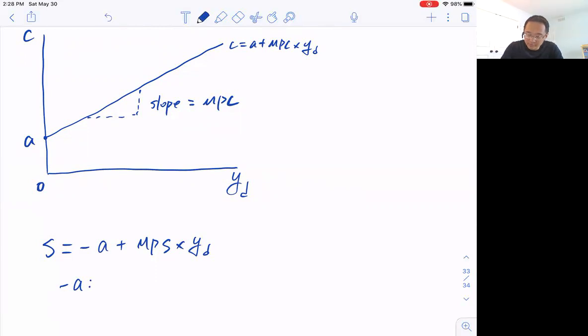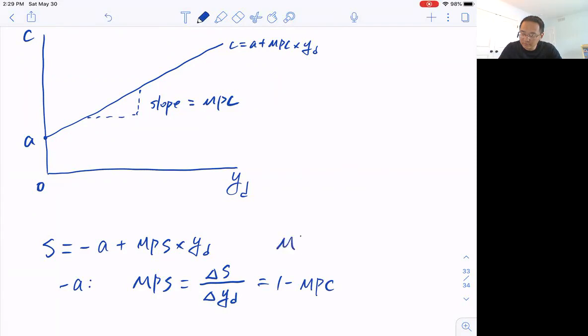So MPS, we said marginal propensity to save, equals how much you save out of your new disposable income. Or another way to look at it is that since we said your disposable income is either spent or saved, this also equals 1 minus MPC. Because MPC and MPS will always add up to 1, right? Because the proportion you consume plus the proportion you save should be your entire income.